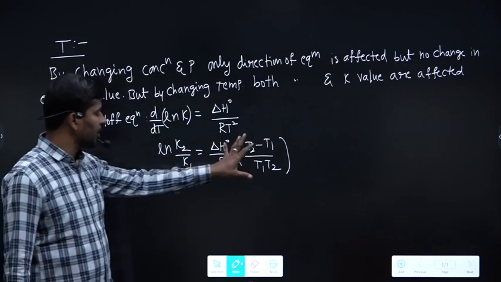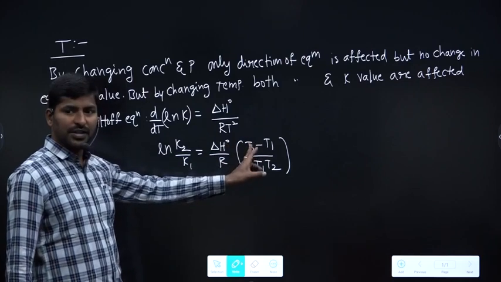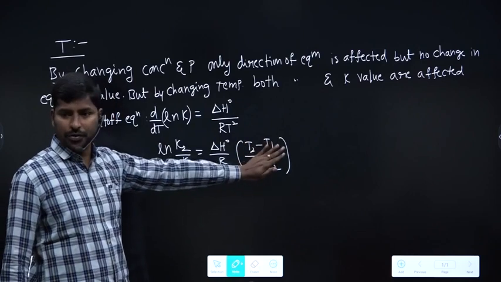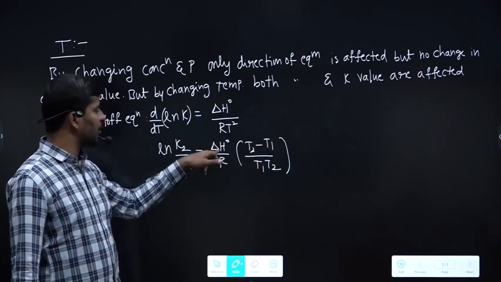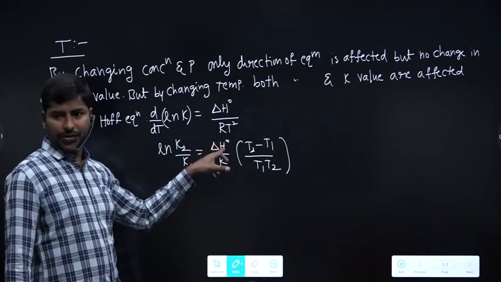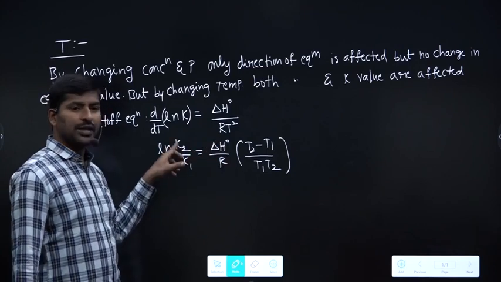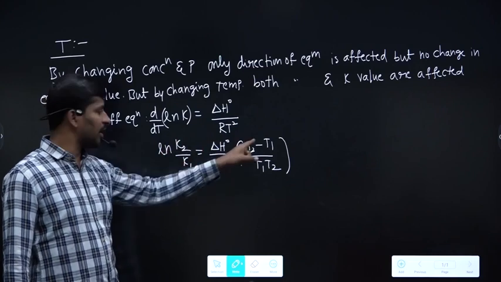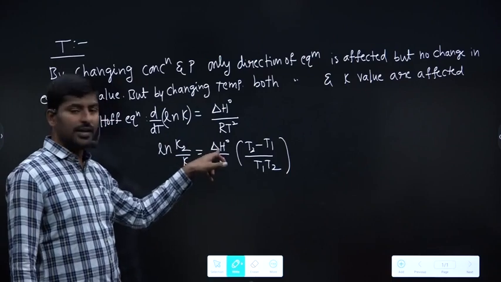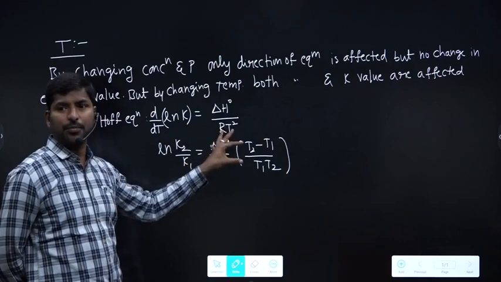From this, if we increase the temperature, that means T2 is greater than T1, so this bracket term is positive. If you take an endothermic reaction, delta H naught is positive, so K2 is greater than K1. That means as temperature increases, K also increases for an endothermic reaction. The right side we are getting positive.